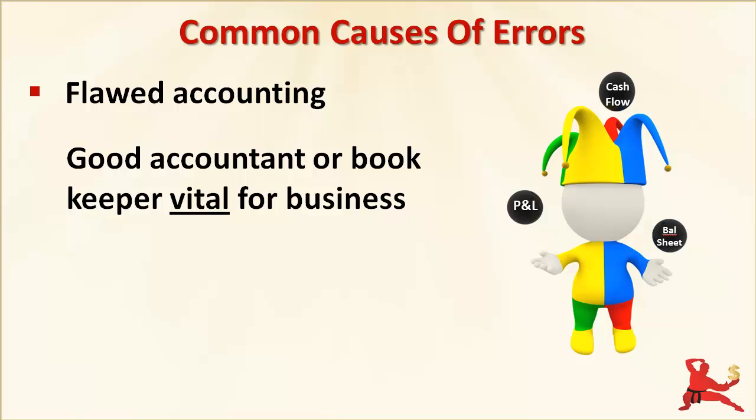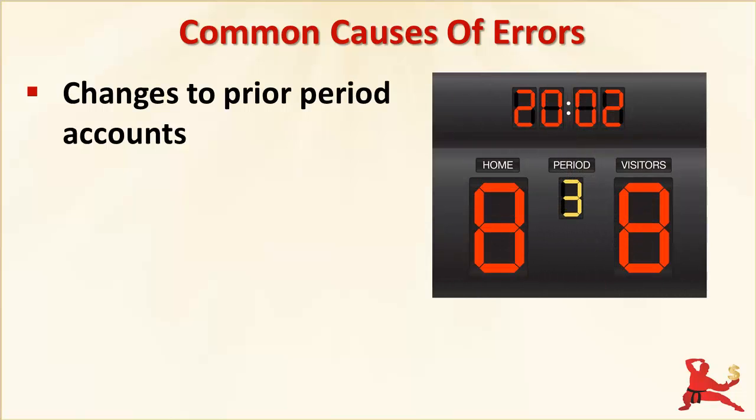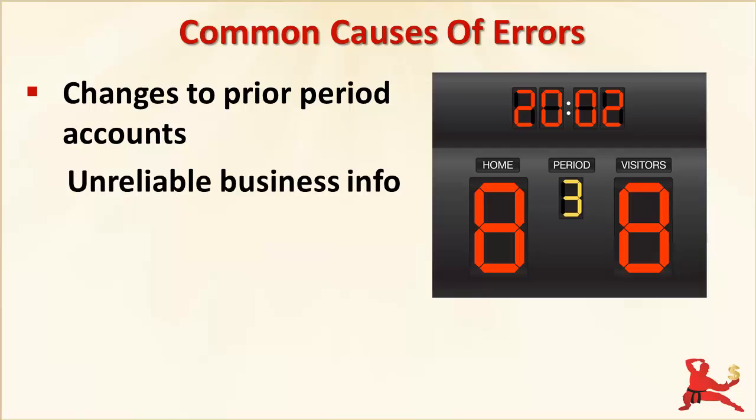Another common cause of discrepancy is changing the numbers in prior period accounts. For example, making changes to January profit and loss numbers in April. Going back and changing numbers in previous accounting periods is bad business practice. It's like changing the score in the first quarter of a game when you are in the third quarter. You won't know where your business is really at.